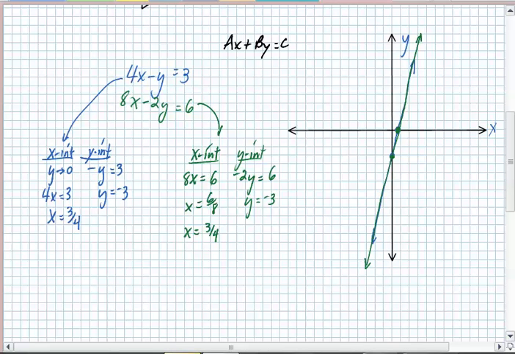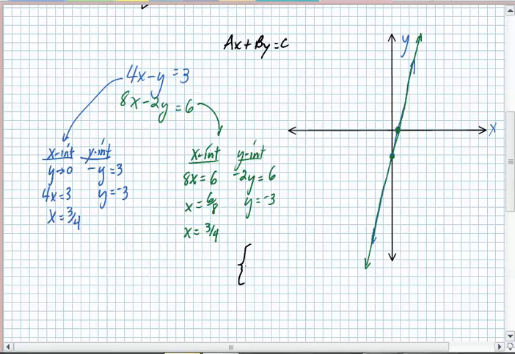So if solution means the places where they touch, or the places where x and y are actually values that work for both of them, then there would be an infinite number of xy coordinate points that would make this work. So here's how we write that. Since the solution is an infinite number, then we write this.